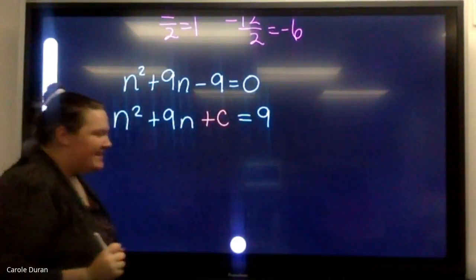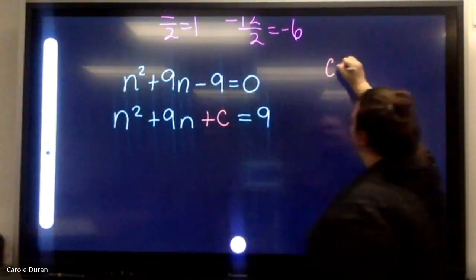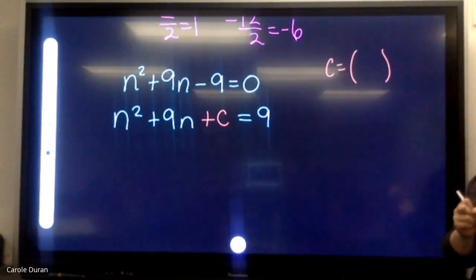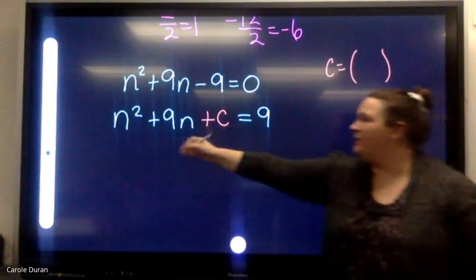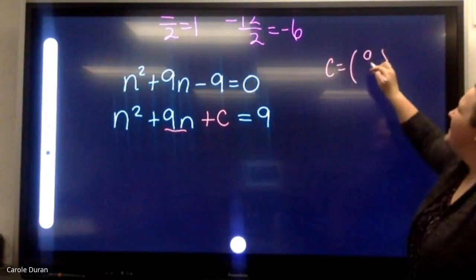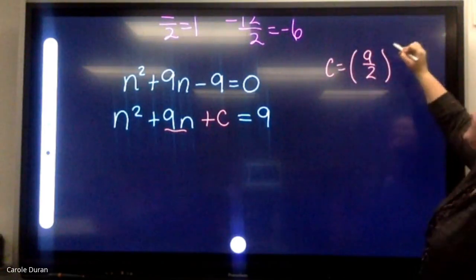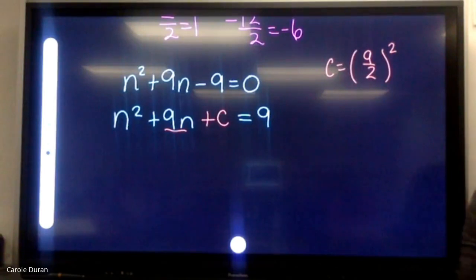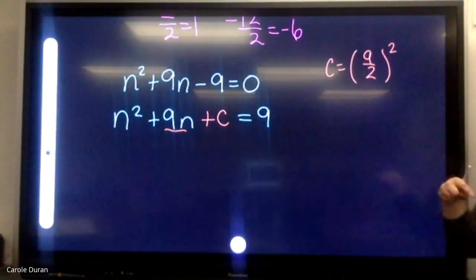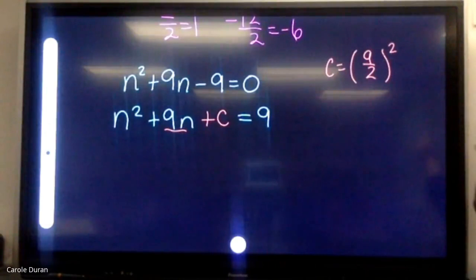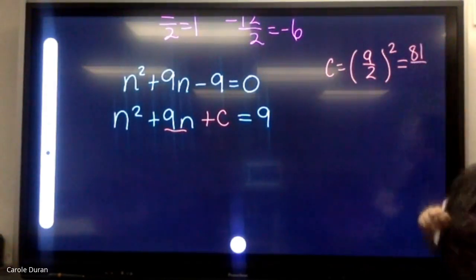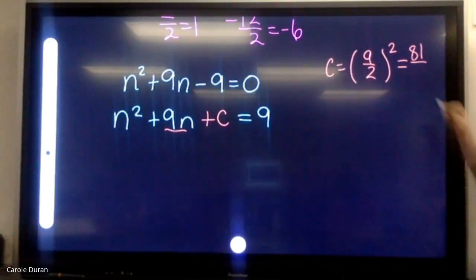How do I find the c term? What term do I split in half? The 9. So this one right here. So I do 9 divided by 2 and then I square it. Does 9 divided by 2 come out nicely? No. So we're going to leave it as 9 over 2 and we're going to square each of those components. What's 9 squared? 81. What's 2 squared? So I'm adding 81 over 4 on both sides.